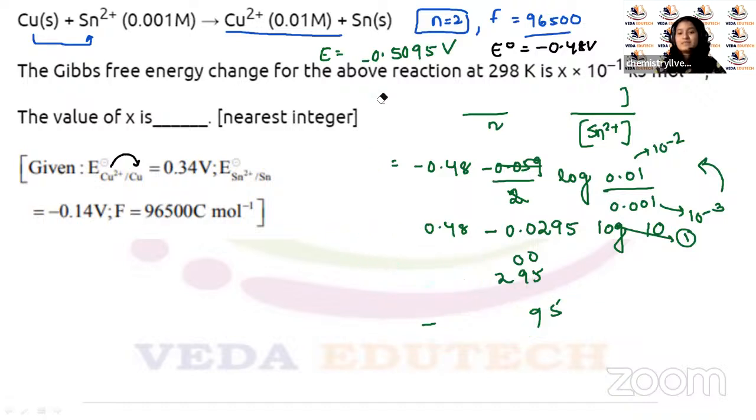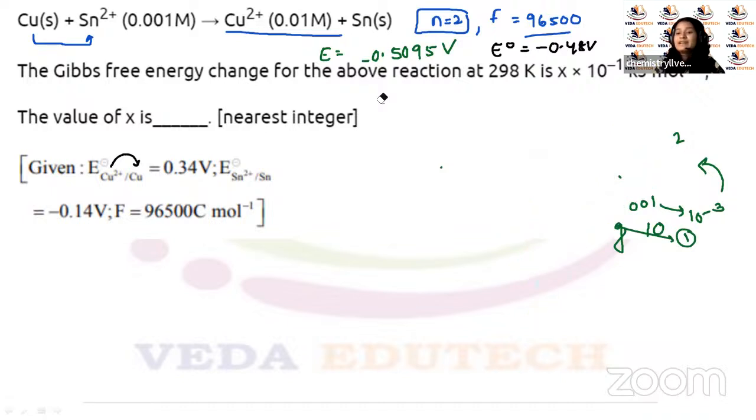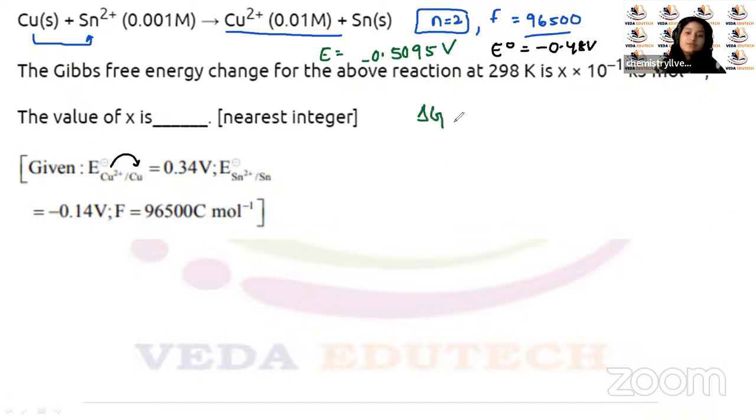Now, what is the last step remaining? What is being asked to us? The Gibbs free energy change is being asked to us, and what is the formula of Gibbs free energy change, children? This is minus NFE, right? Delta G is equal to minus NFE, right? Okay, so the value of delta G is going to be minus NFE.